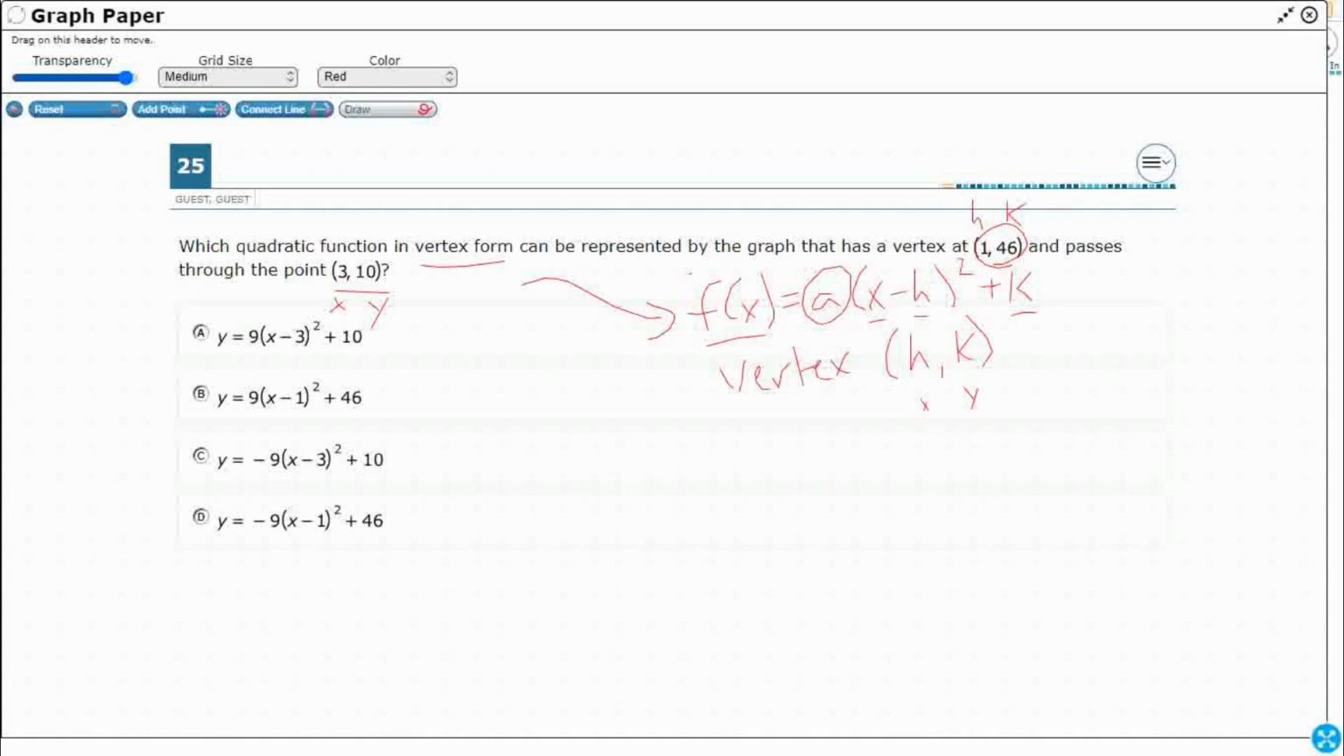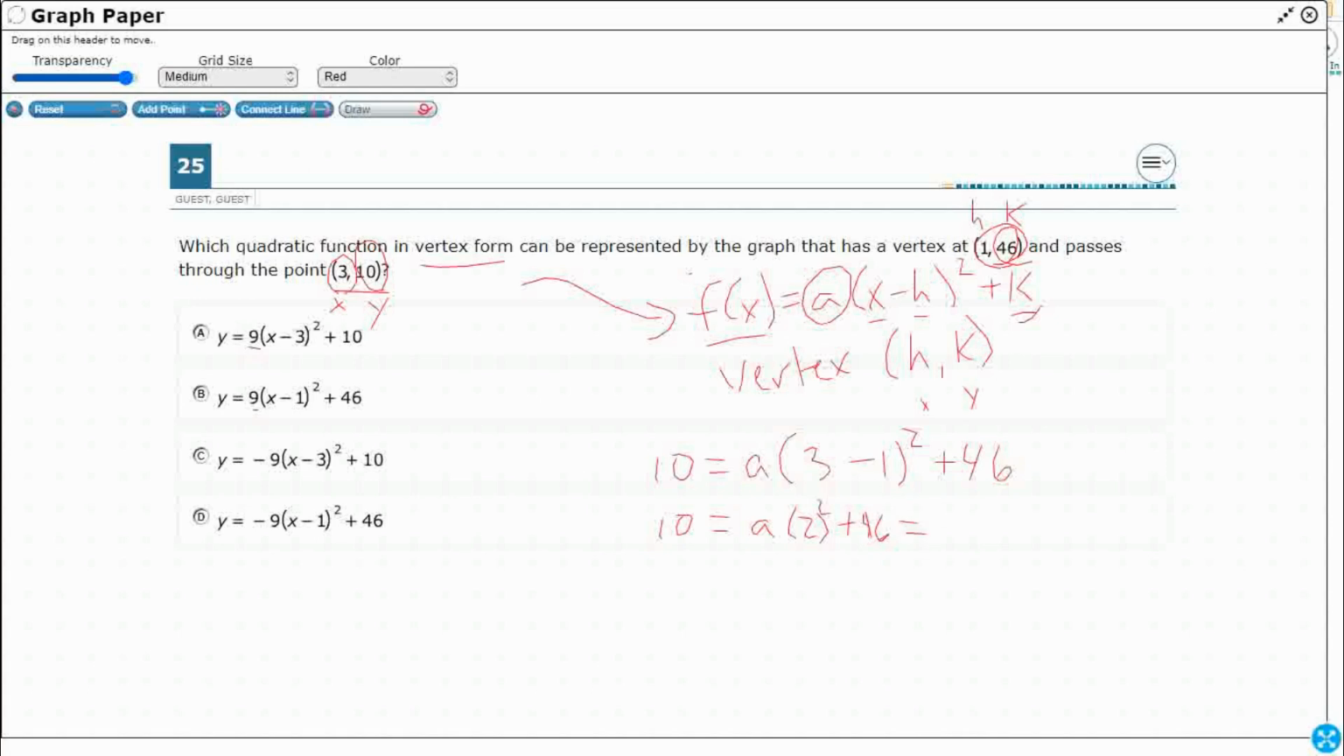So let's substitute in. My f of x is going to be 10 because that's my y coordinate, equals a. My x coordinate is going to be 3, right? Minus, and then what is my h? My h is 1 squared plus 46, right? Because that k is going to be right there. So now I can simplify and solve for a, because that's the only thing I don't know. If I need to figure out whether it's 9 or negative 9, then I can figure out what it is. So let's simplify. I've got a, 3 minus 1, that's going to be 2 squared. So that's going to be 4 plus 46.